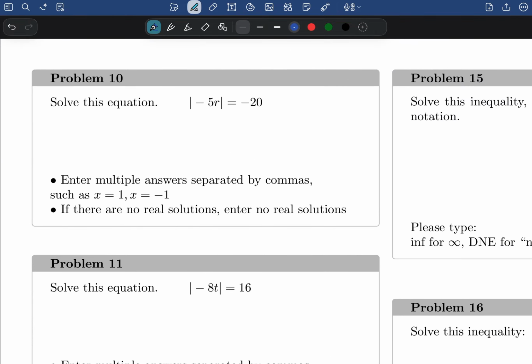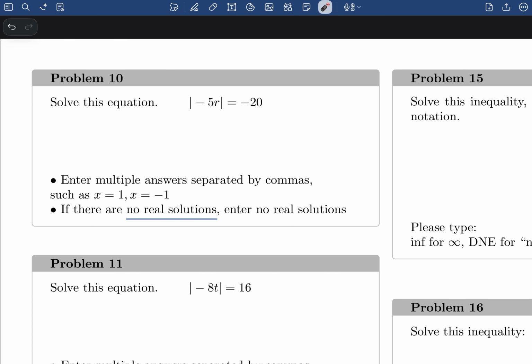In section 2.8, you discussed absolute value equations and inequalities and how to solve them. So let's get started. When I see the absolute value of negative 5 times r equals negative 20, I immediately stop and I say an absolute value has to be equal, when it's isolated all by itself, to a positive number. If it does not equal a positive number, if it equals a negative number, then there are no real solutions. Okay, so that's my answer here.